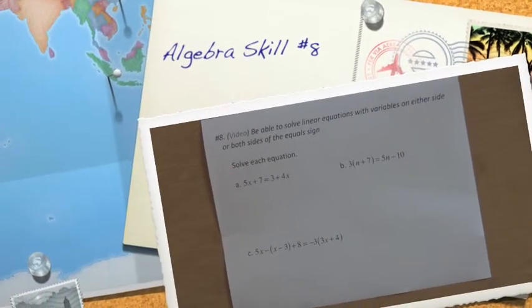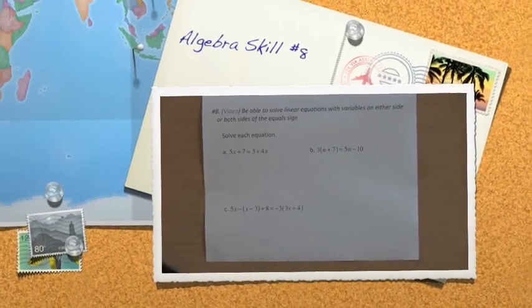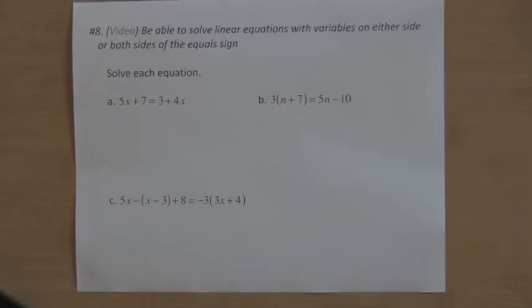Alright, here's skill number 8. Solving equations with variables on either side or both sides. First one, 5x plus 7 equals 3 plus 4x.